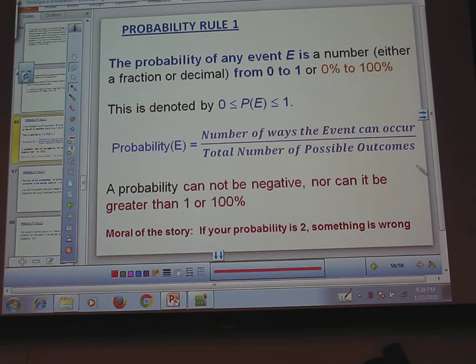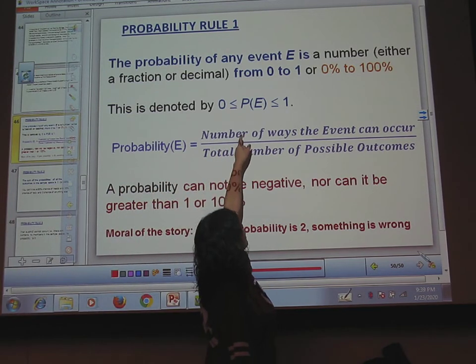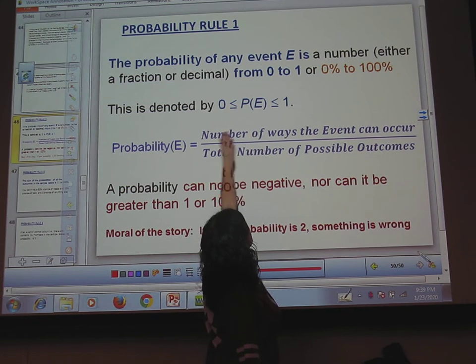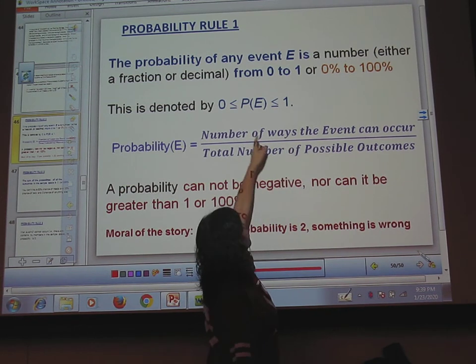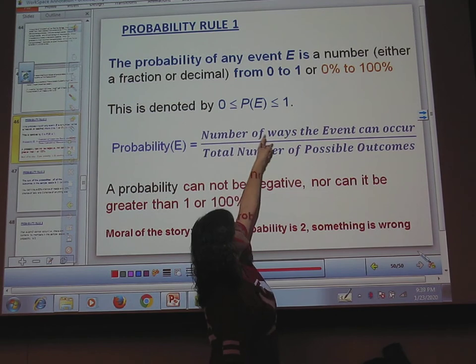Probability rule 1. The probability of any event E is a number, either fraction or decimal, from 0 to 1. In other words, from 0% to 100%. That's denoted by the probability of E, right? Capital P of E is between 0 and 1. In other words, it's greater than or equal to 0, less than or equal to 1.